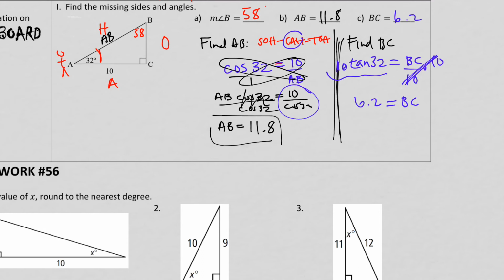So we can go about and find any right triangle. We can find all of its missing sides and angles one at a time using our trig ratios or our triangle truths to find those missing values.